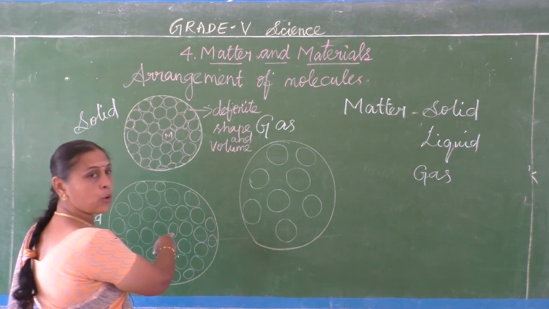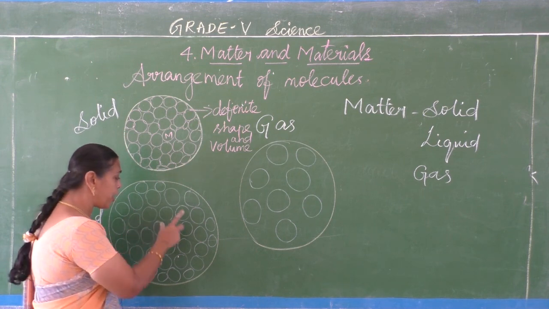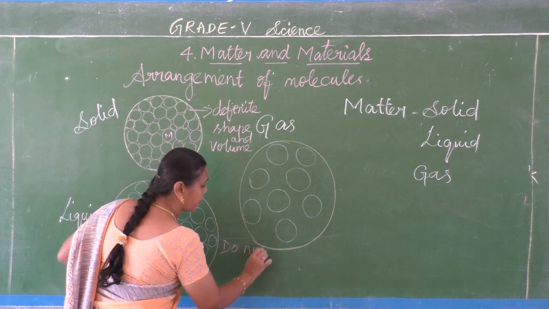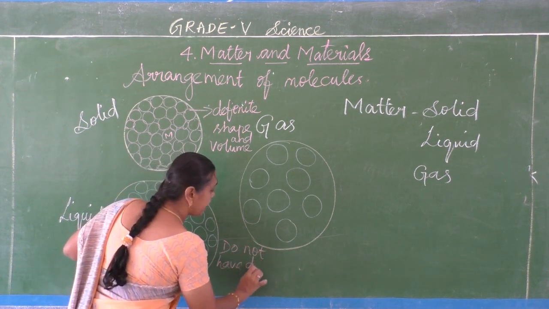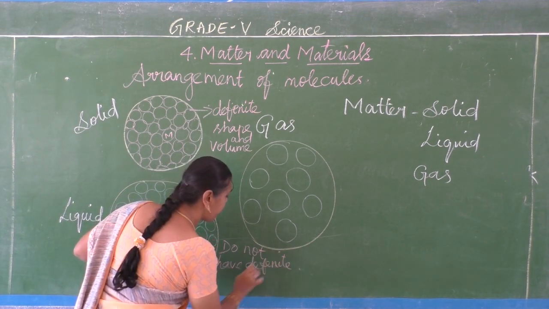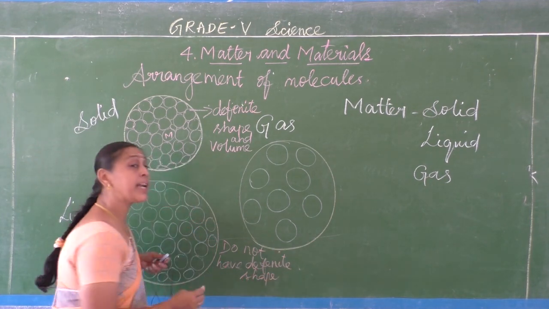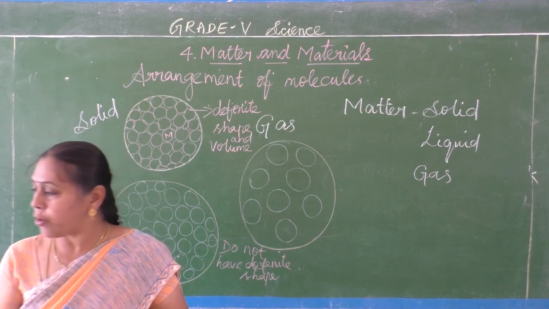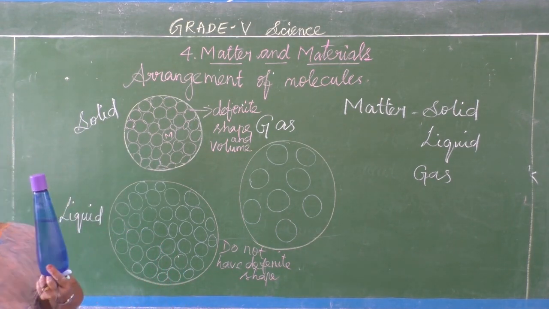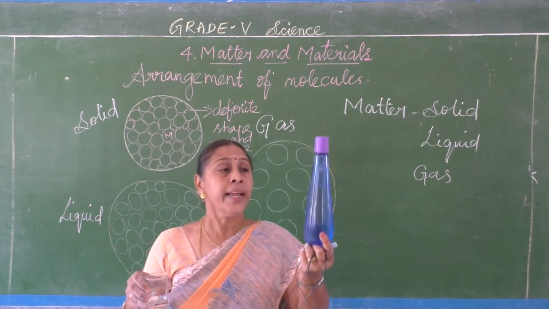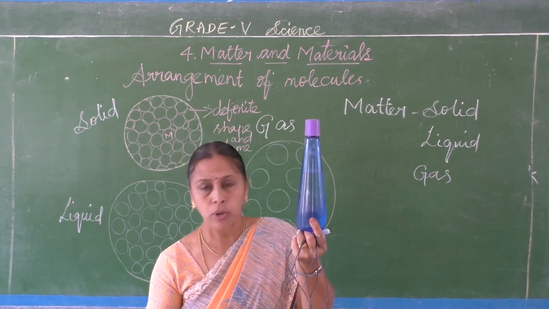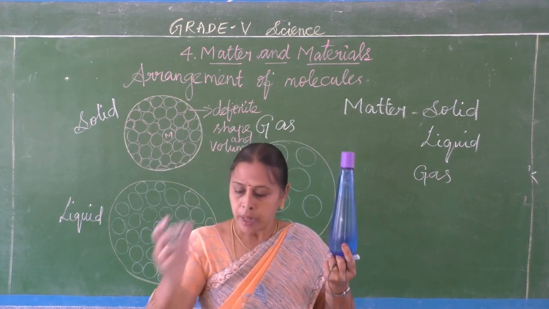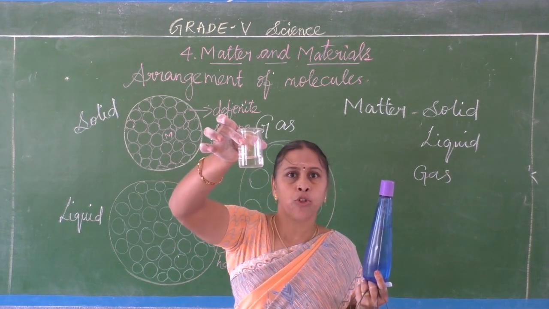But in case of liquid, as the molecules are loosely arranged, it does not have a definite shape. It takes the shape of the container. Whichever container we pour it into, it takes that shape. For example, if we pour the liquid, water, in a bottle, it will take the shape of the bottle, because it doesn't have a definite shape. If you pour it in a beaker, the water takes the beaker's shape.